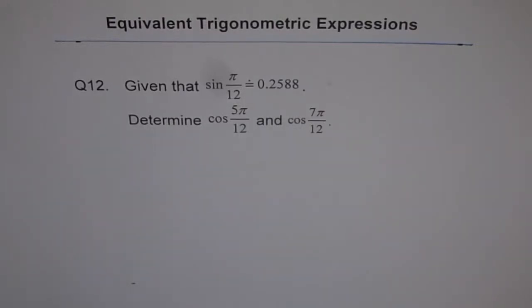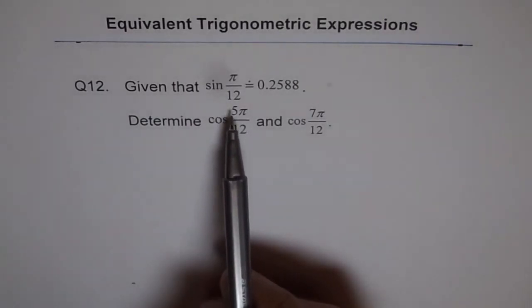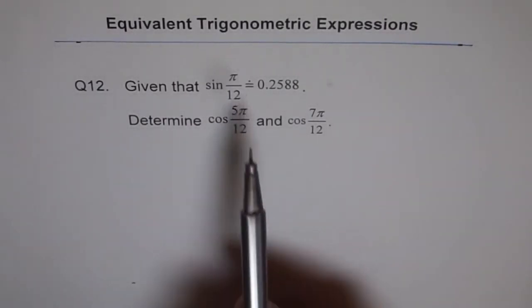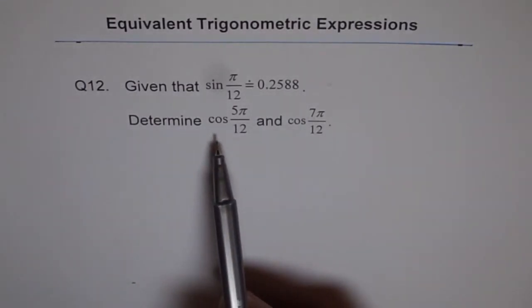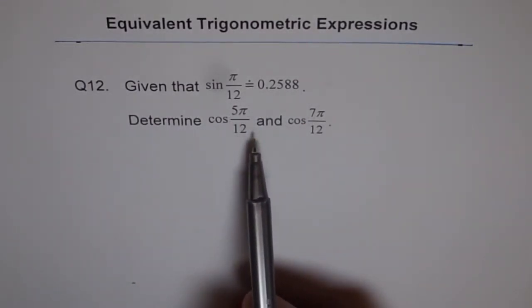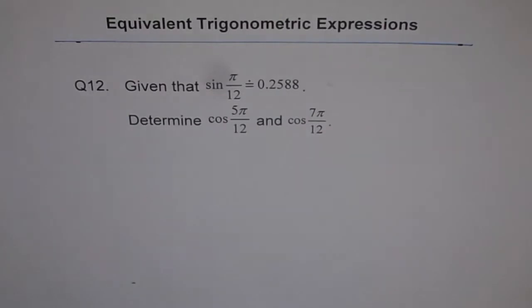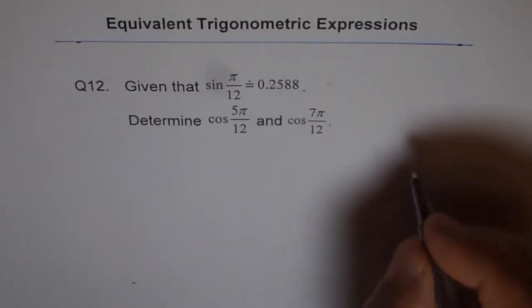Equivalent trigonometric expressions, question 12. Given that sine pi by 12 is approximately equal to 0.2588, determine cos 5 pi by 12 and cos 7 pi by 12. Okay, so I will show you the graphical way of doing this.